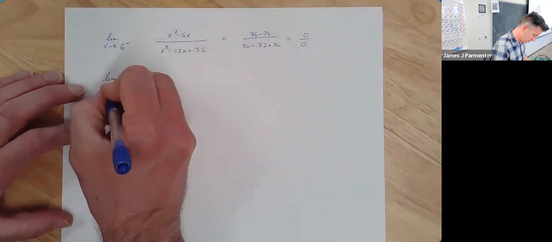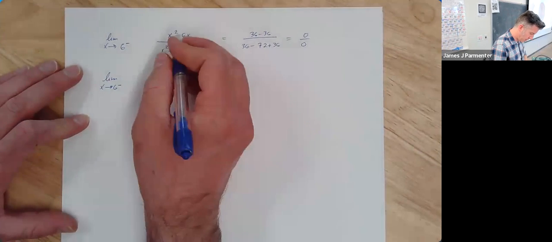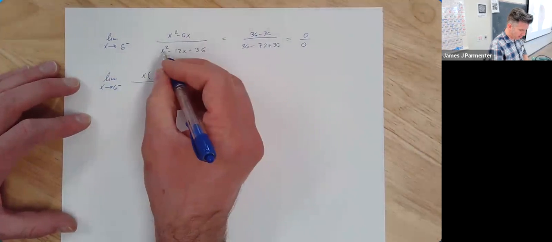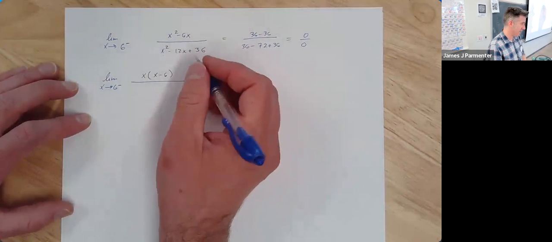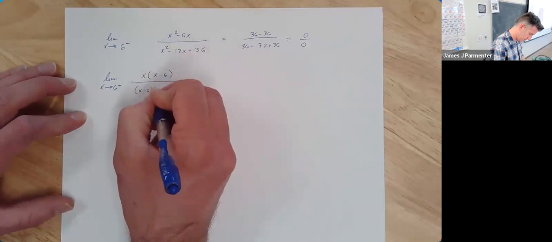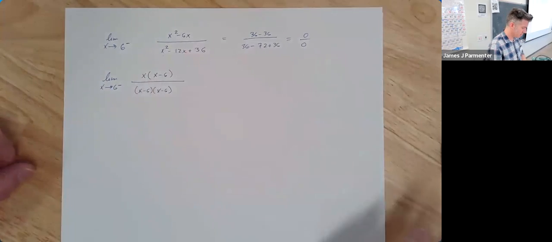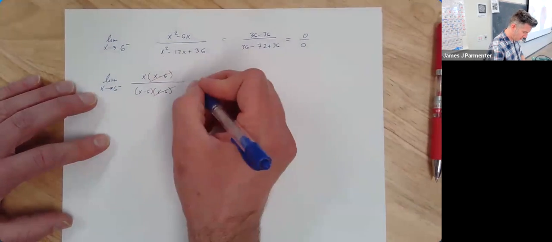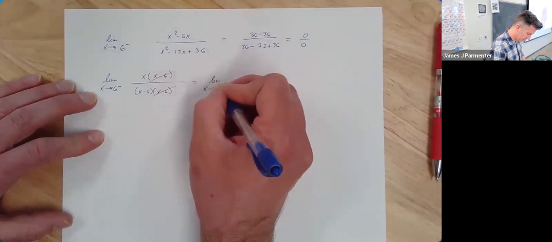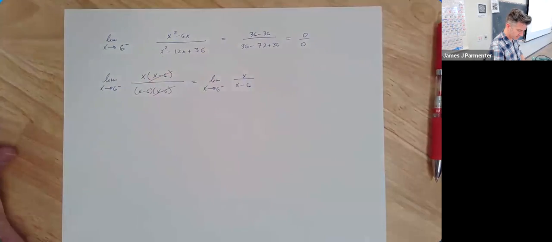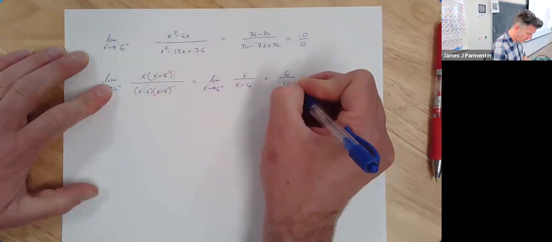Take the limit as x approaches 6 from the left. On top, I can factor out an x. I'm left with x times x minus 6. On the bottom, x squared minus 12x plus 36 factors as x minus 6 times x minus 6. So then we're going to cancel an x minus 6 here and an x minus 6 there. And now we have the limit as x approaches 6 from the left of x over x minus 6. And now if we plug in 6, we get 6 over 0.